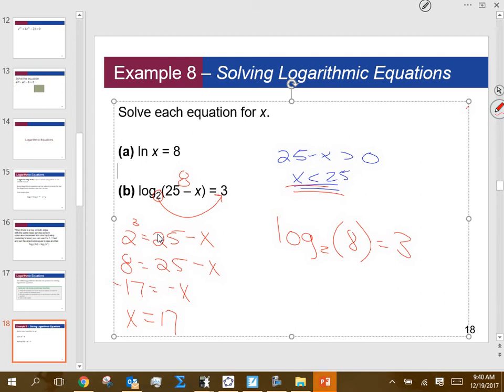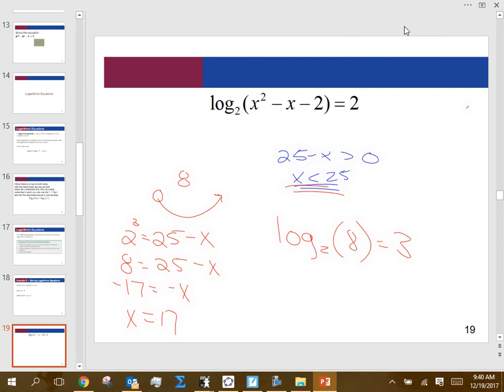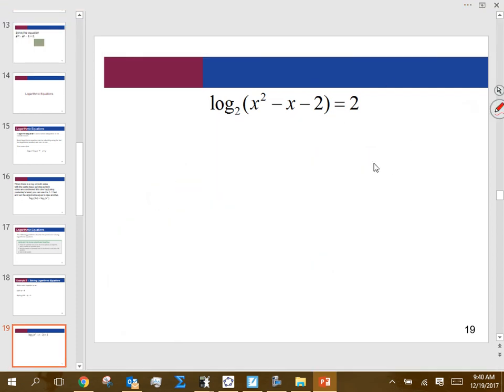Now they obviously get a little bit more complicated, so the next one will add one step. Okay? I guess we won't add a step here. We'll do another example. But if I were to look at this one and try to think about the domain right away and what my answer should look like, you're going to have to say x squared minus x minus 2 is going to be greater than 0, right?